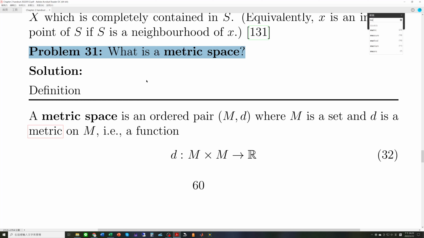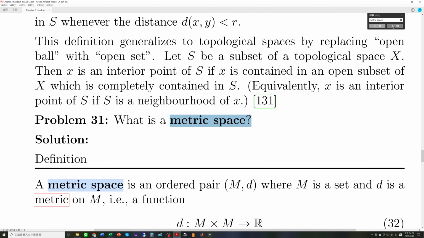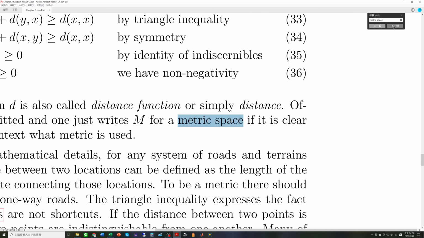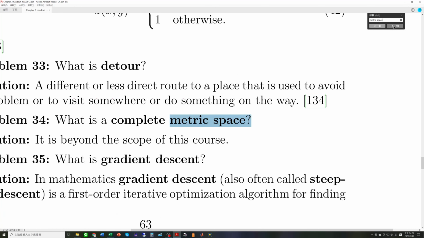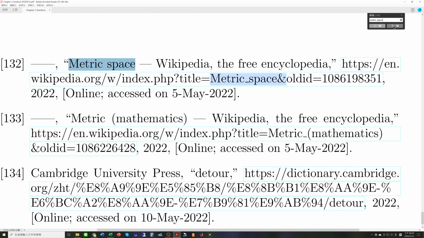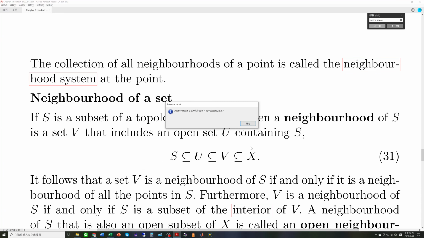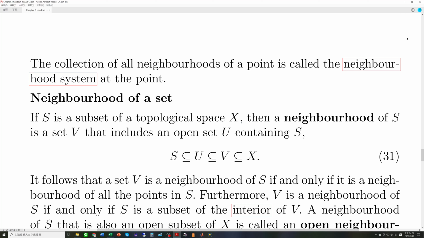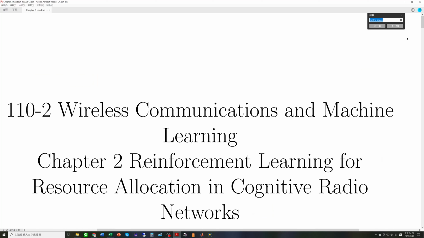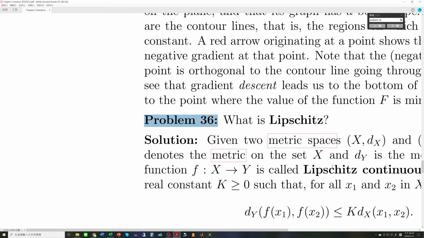Let us go to the matrix space we have just mentioned. Matrix space. Oh, cannot find it. That is okay. Please go to, if I remember correctly, problem 36. Okay, good.